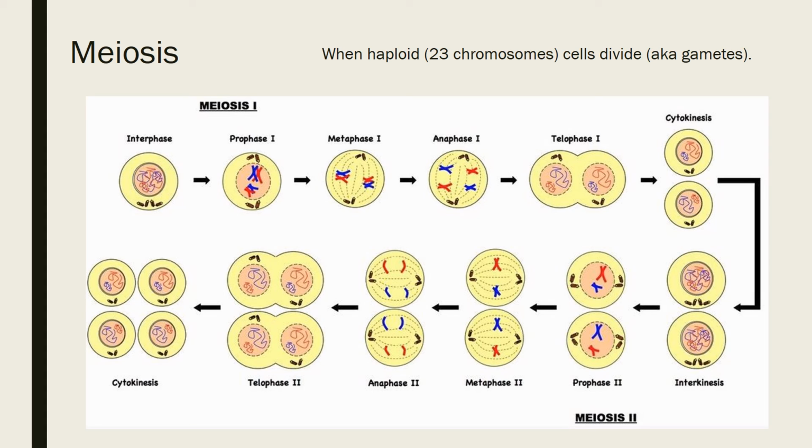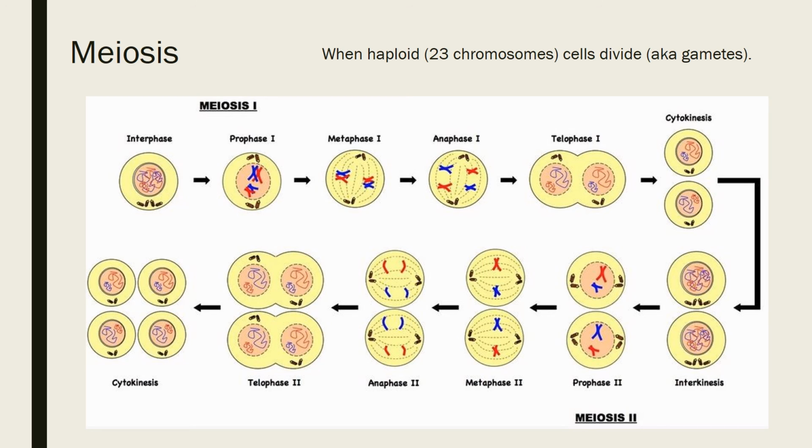After we go through meiosis 1, then we will begin to start meiosis 2. Meiosis 2 starts with prophase 2. That is where each chromosome consists of 2 chromatids. After prophase 2, we have metaphase 2, where the chromosomes align along the center of the cell.